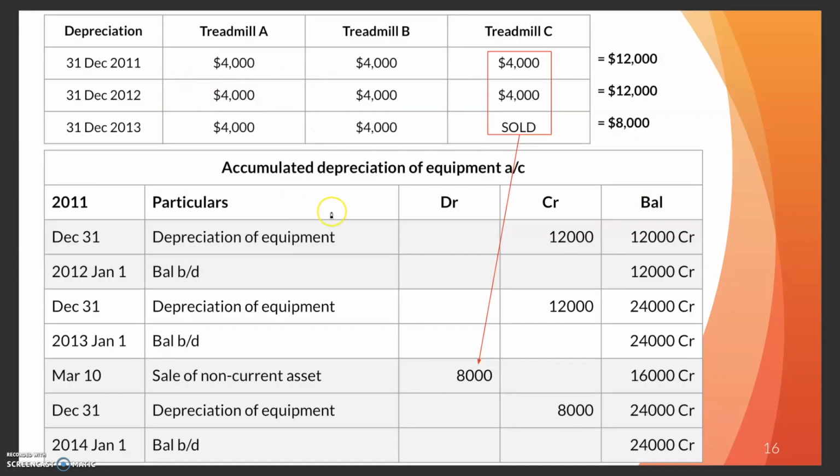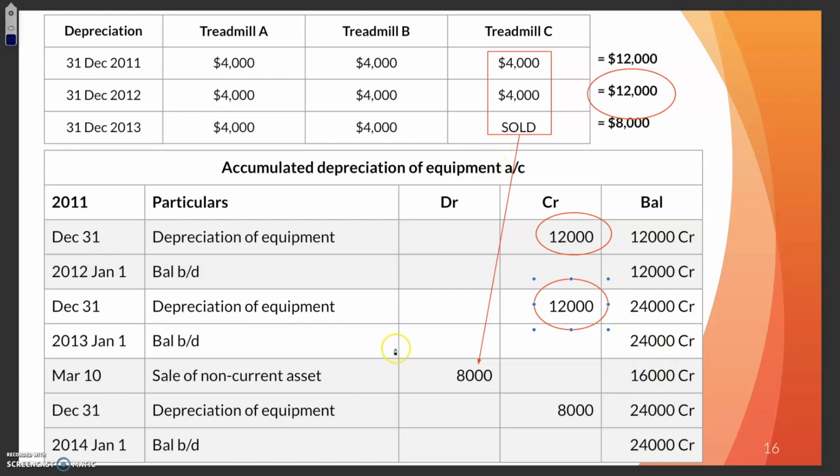As we prepare the depreciation account, we can prepare the depreciation on a yearly basis. So in the first year, 12K, we credit it and balance brought down. In the second year, we do it again and we balance brought down 24,000 for the accumulated depreciation account.